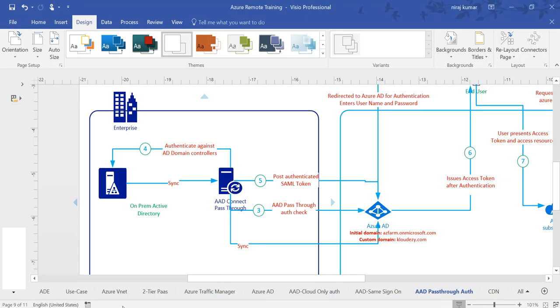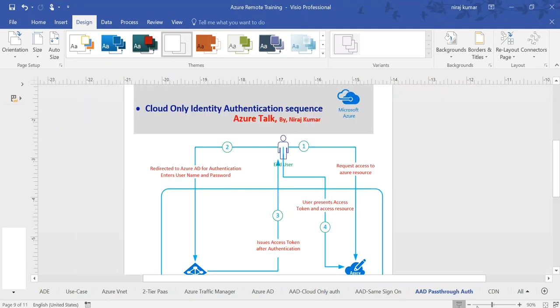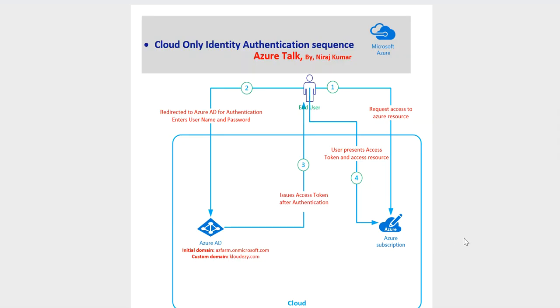So before we get into the demo, maybe I would like to walk you through the authentication sequence of Azure AD, what happens when a user logs in from different scenarios. So today we'll talk about the cloud-only identity authentication, where you have your end user and you don't have any visibility, you don't have anything back to on-prem. You're not going to do anything with on-prem. All your identities exist in Azure AD.